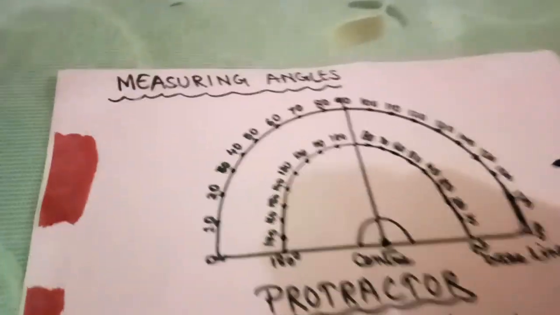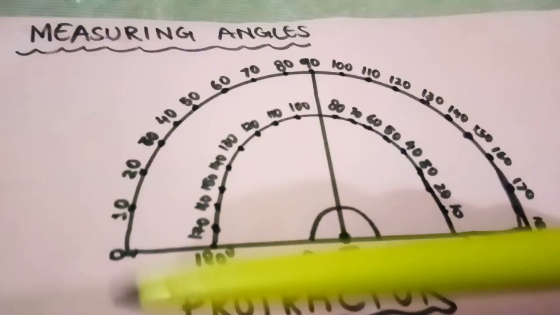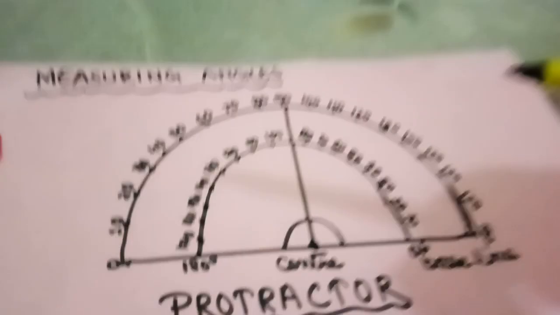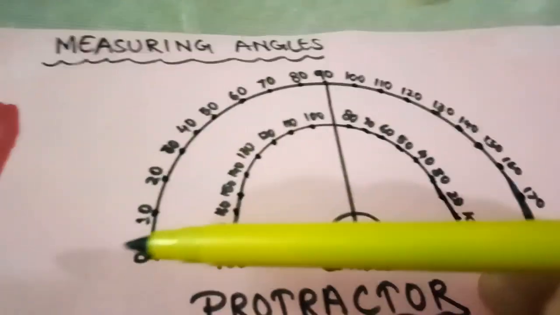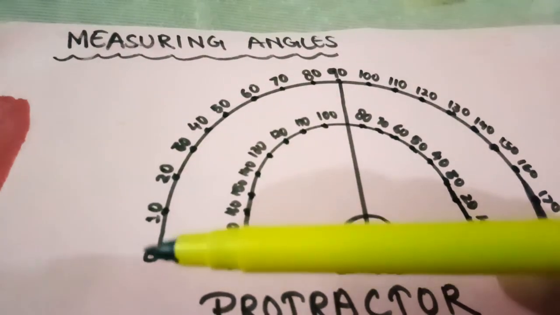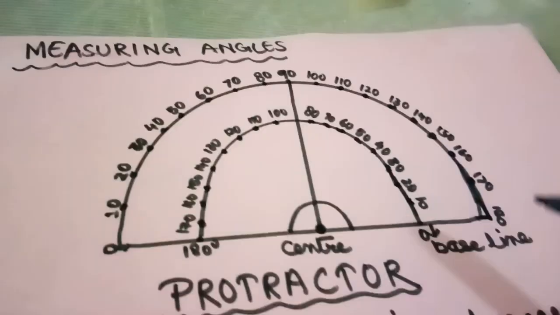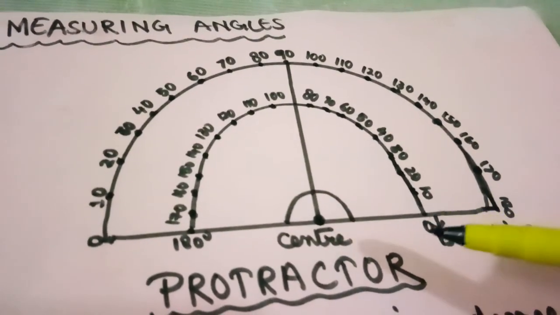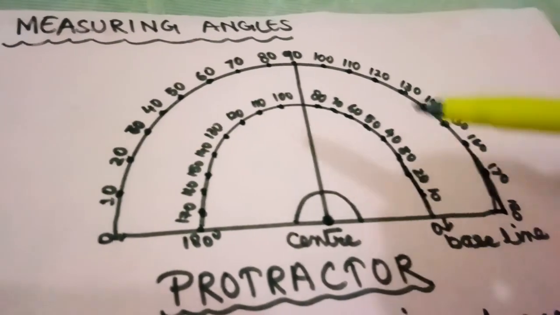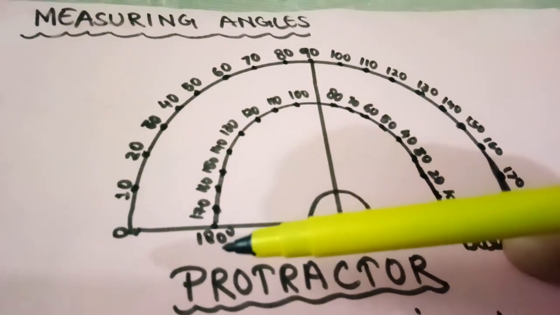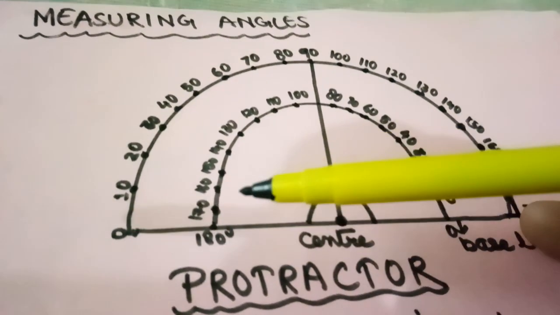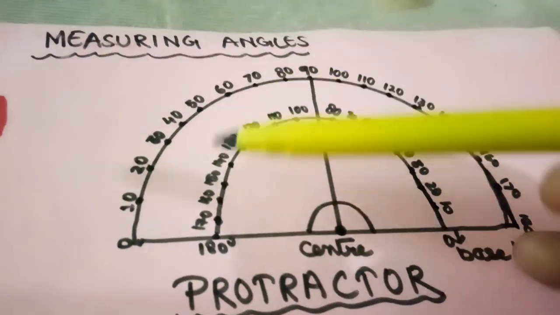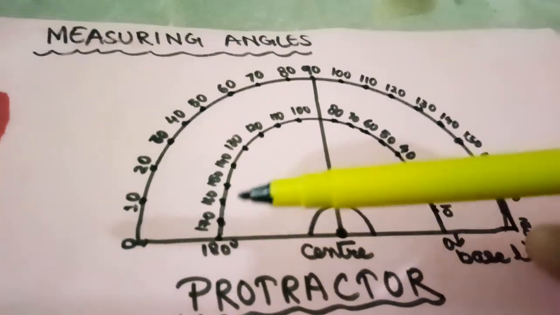In the protractor you can see that it is marked from 0 degree to 180 degree on both sides. That means 0 degree starts from the left hand side and moves to the right hand side and finishes at 180 degree, and 0 degree also starts from the right hand side and moves to the left hand side and finishes at 180 degree. That means a protractor has two scales, one is the outer scale and one is the inner scale, right children?